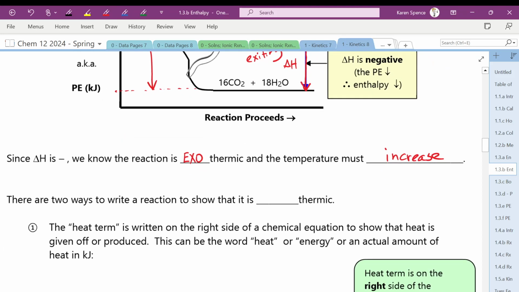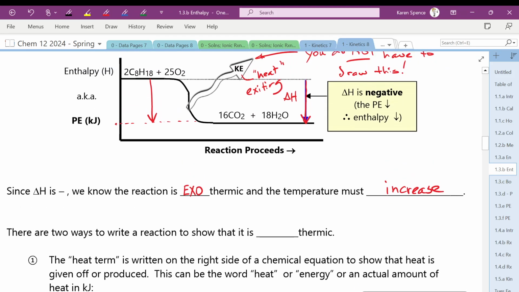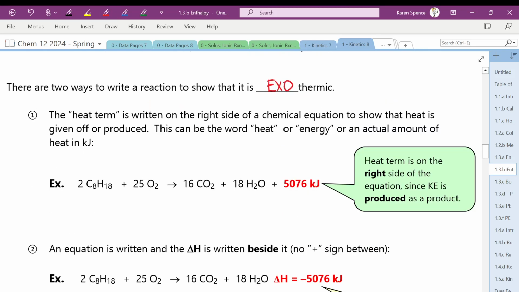There are two ways to write a reaction to show that it is exothermic. What's one way? Where would you put the heat term in the reaction? Tell your partner. In an exothermic reaction, is heat a reactant or is heat a product? In an exothermic reaction, heat is a product. Okay, so we could write it over here.